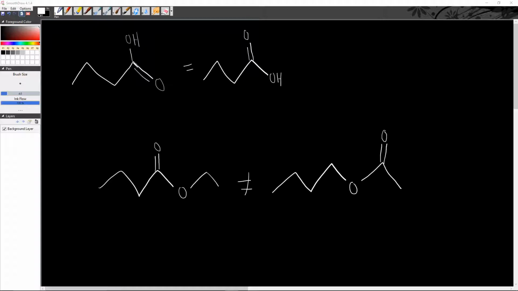We know that it is 1, 2, 3, 4 carbons. I'll even number them here: 1, 2, 3. Pretend that's a 3 and 4. We have this alcohol group here. We have an aldehyde group here, but they're on the same carbon. And before we learned that if you have both of those on the same carbon, that is a carboxylic acid.